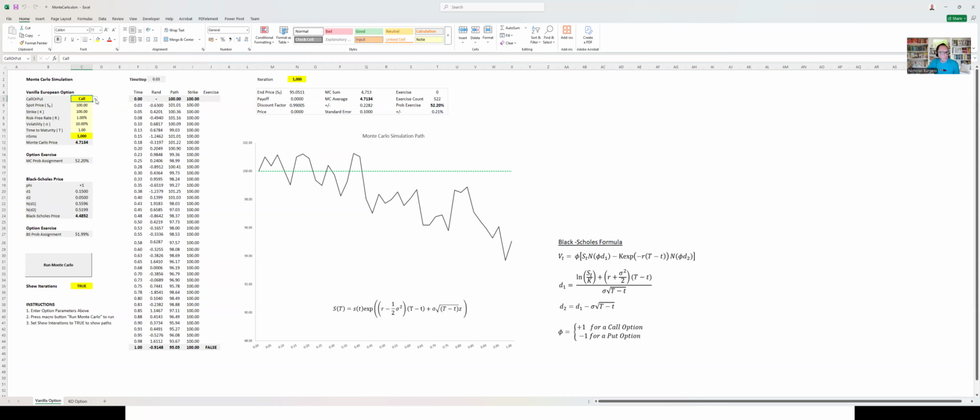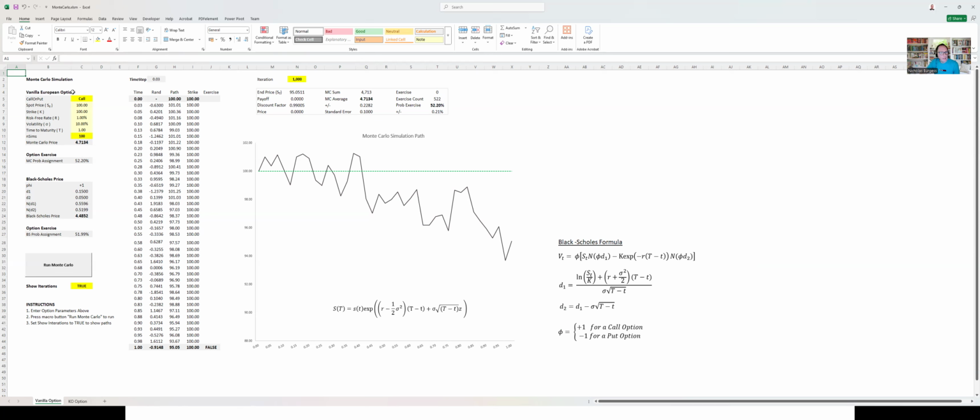Is it a call? Is it a put? The current stock price, the strike, risk-free rate, volatility, time to maturity, and you set the number of simulations. I'm going to set it to 100 here just so it runs a bit quicker, just for this presentation. And what I've also got here is the Black-Scholes price.